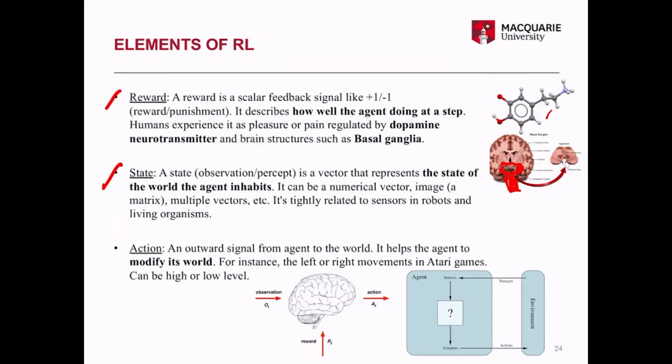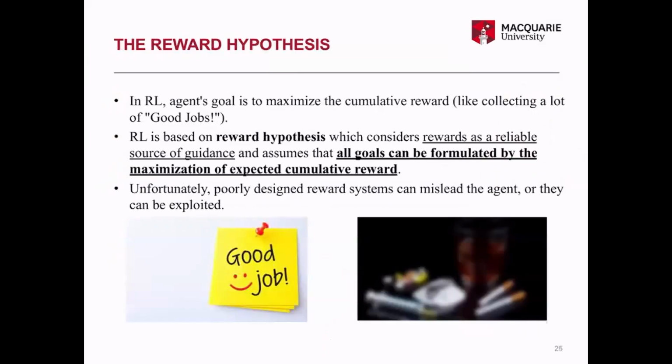And then we have actions. Of course, after receiving the state and deciding what to do, the agent has to do something, and it's basically an outward signal from the agent to the world. And it helps the agent to modify the world for its benefit. For instance, the left to right movement in Atari games can be different types of actions.